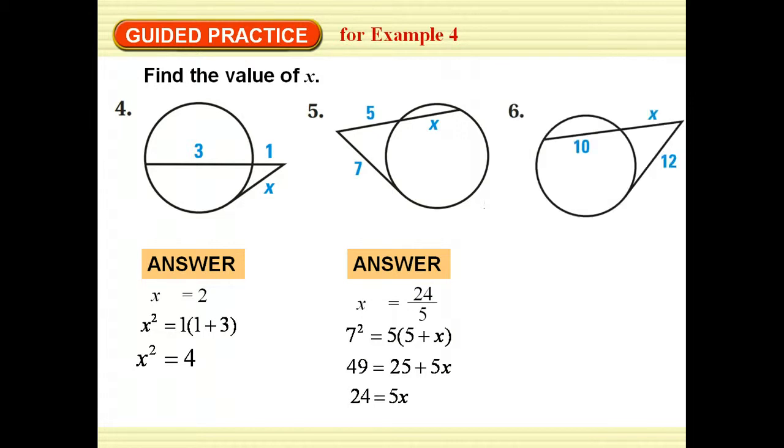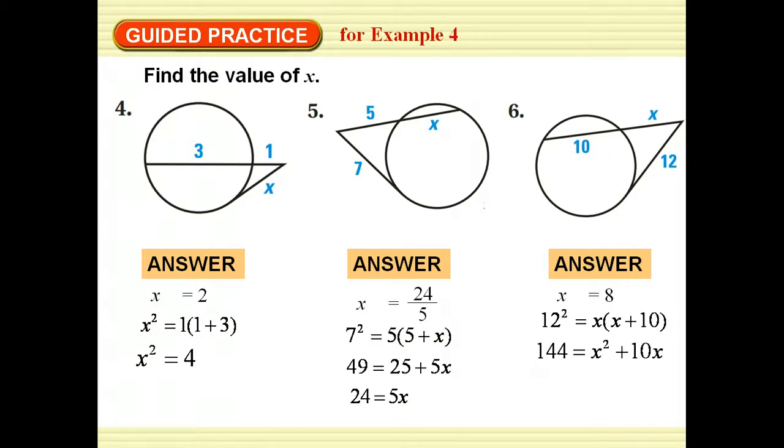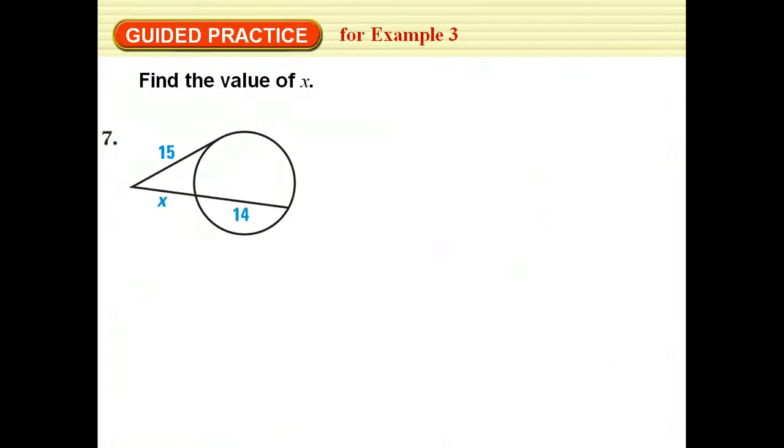Here's a third one. Once again, you should be able to work this. It comes out to be 8. How did we get 8? We did 12 squared is equal to x times x plus 10. So 144 is equal to x squared plus 10x, set it equal to 0, and then either use the quadratic formula, try factoring it, or use your calculator.